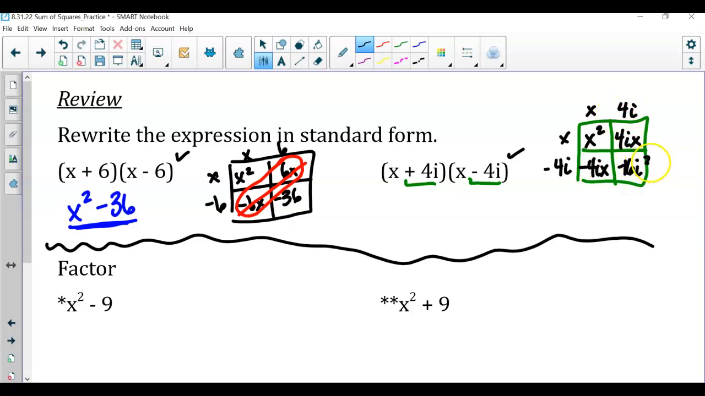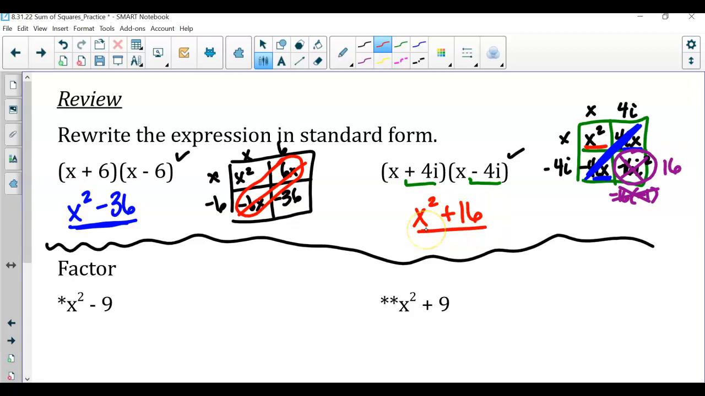Now, notice how these two terms here on the diagonal are like terms. They're both imaginary and they both have x. So here I can combine them. Well, 4 minus 4 is just 0. So these two like terms cancel out. Notice how, just like before, we have i squared. We can't leave it as is because i squared is negative 1. So multiplying that by negative 16, you now have positive 16. So now we can write this as x squared, from our top box here, but now plus 16.